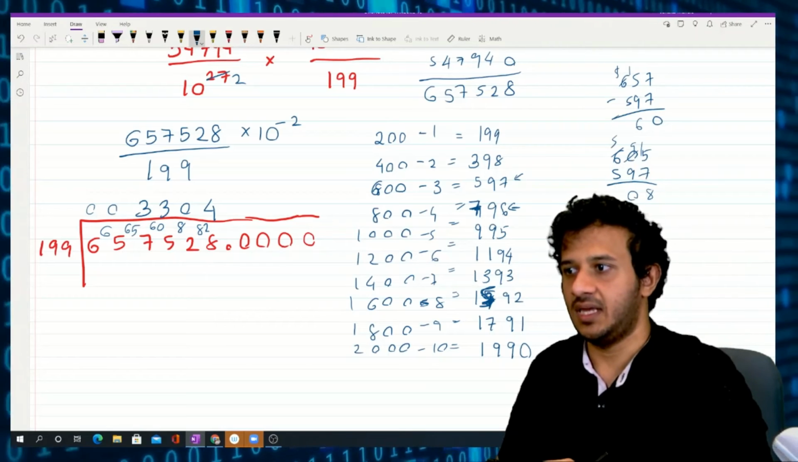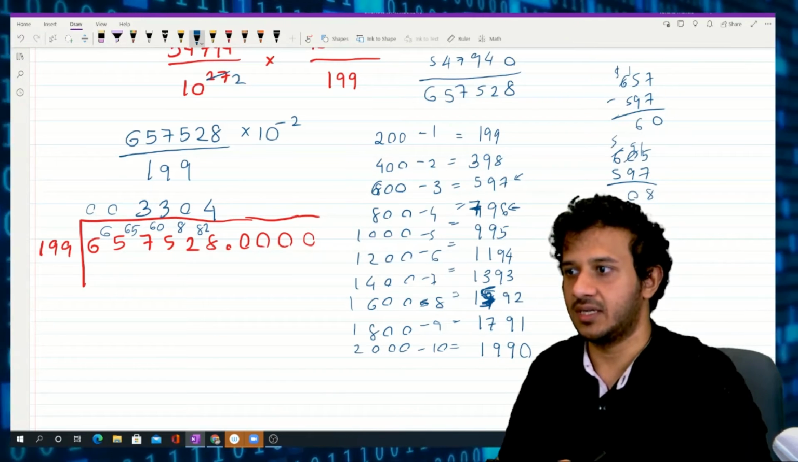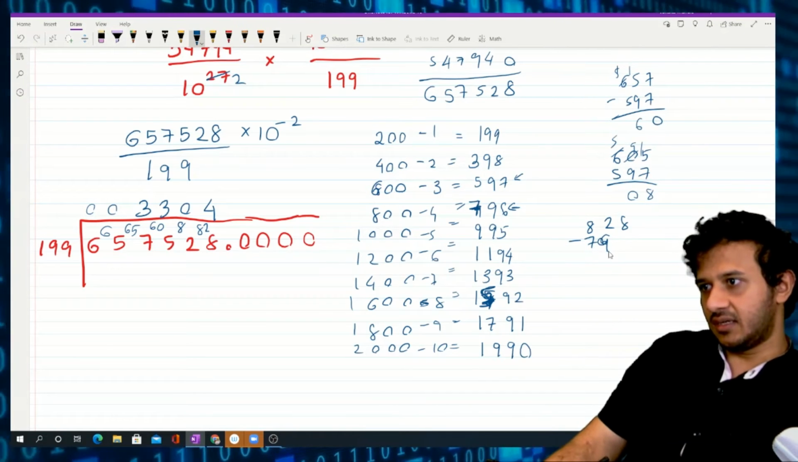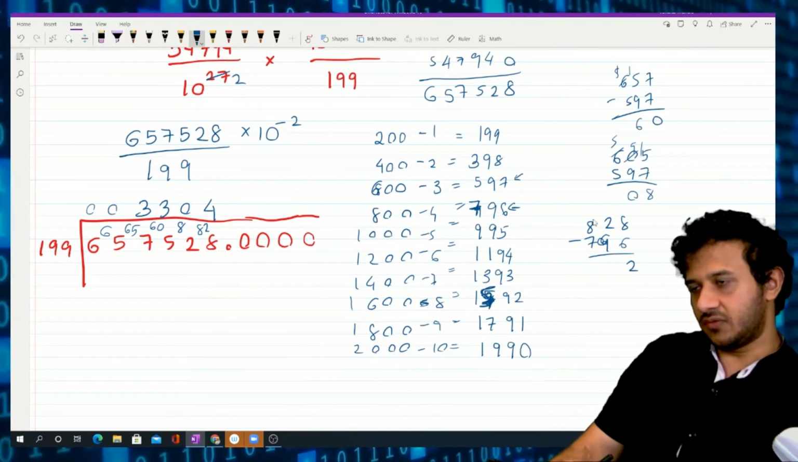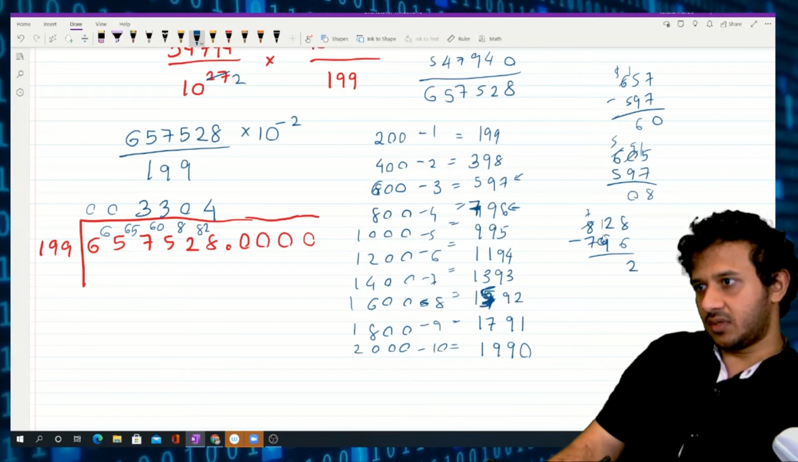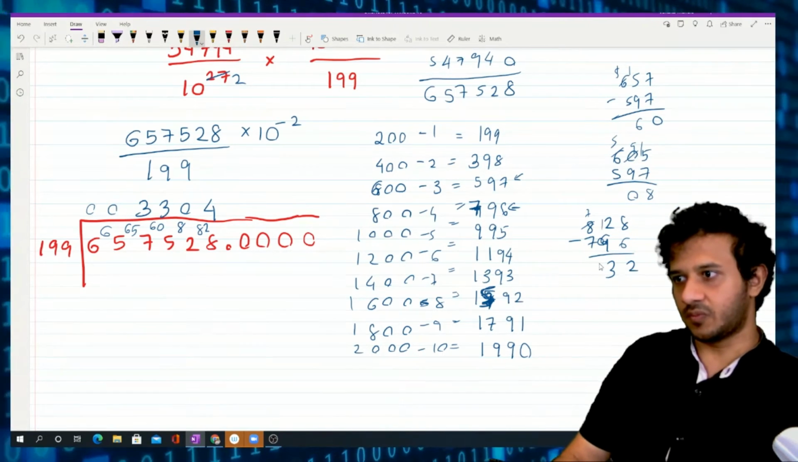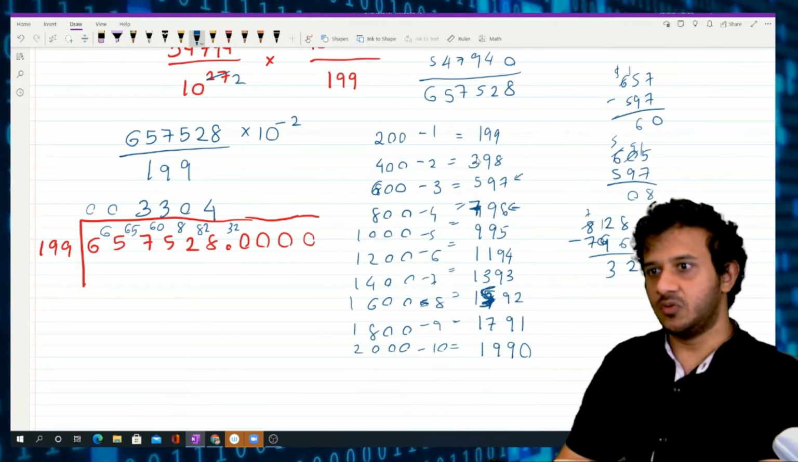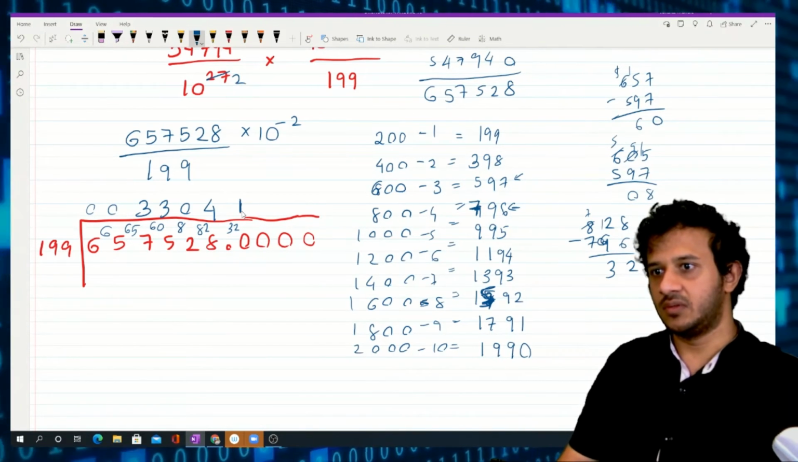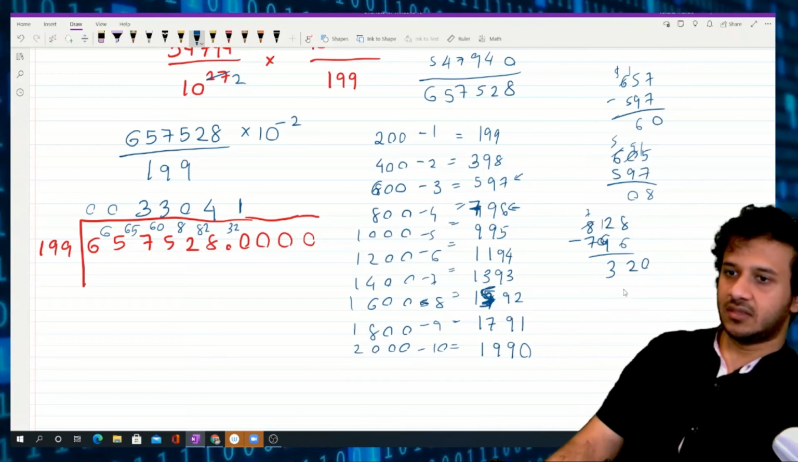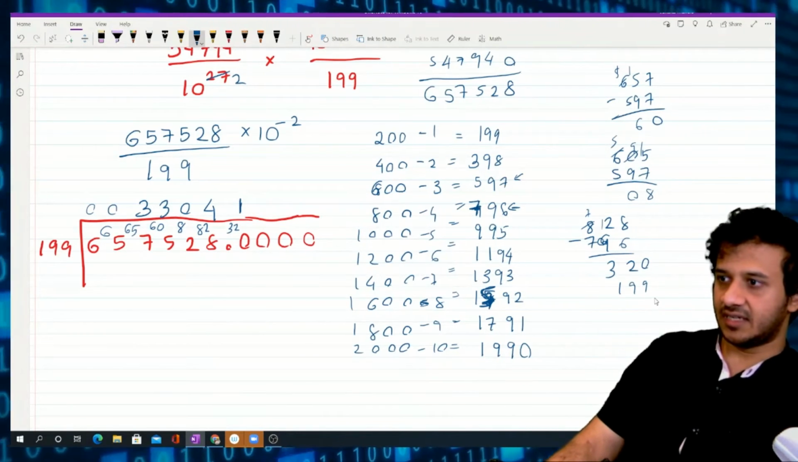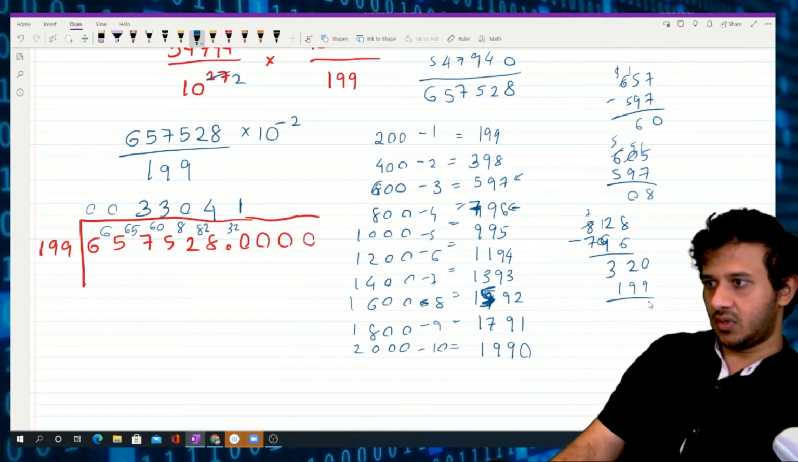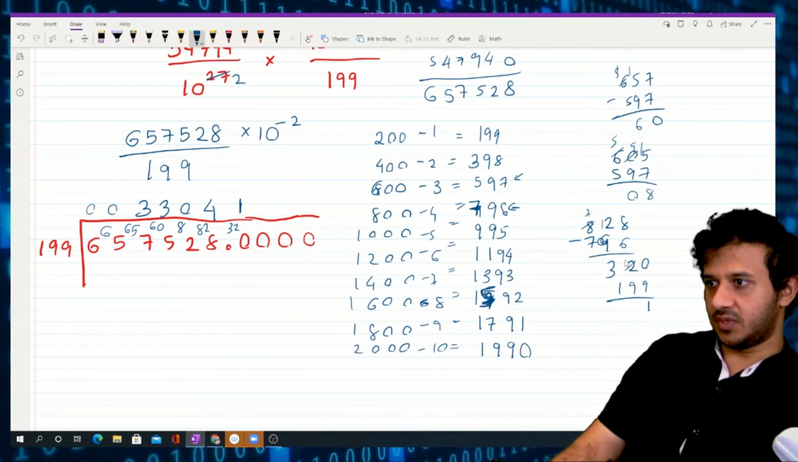That's 4 times 199. Take away 796. That's a 32 left over, and then 1 comes here. 32 means only 1 you can take out. So 320, take away the 199.